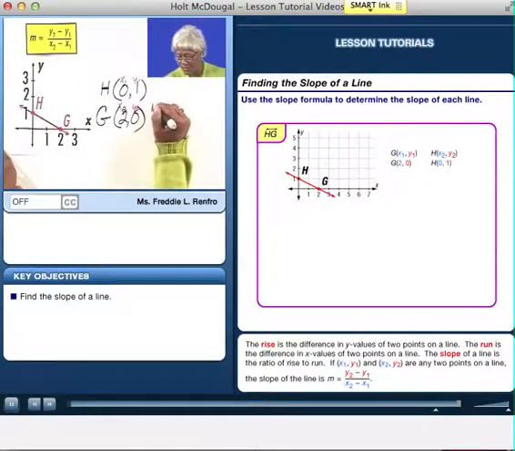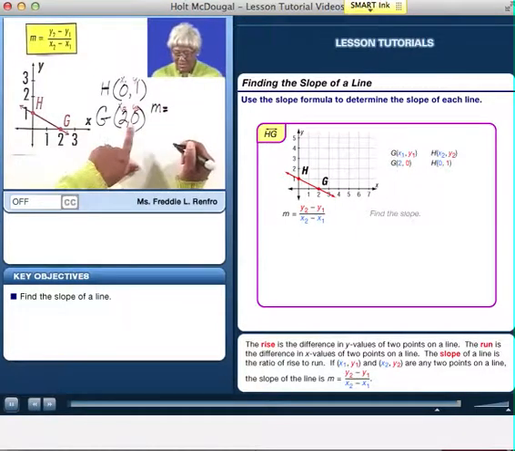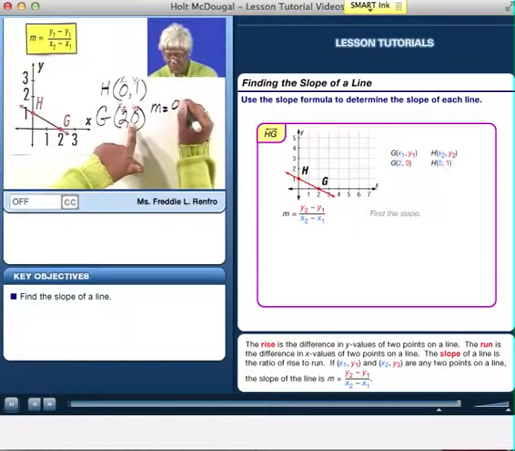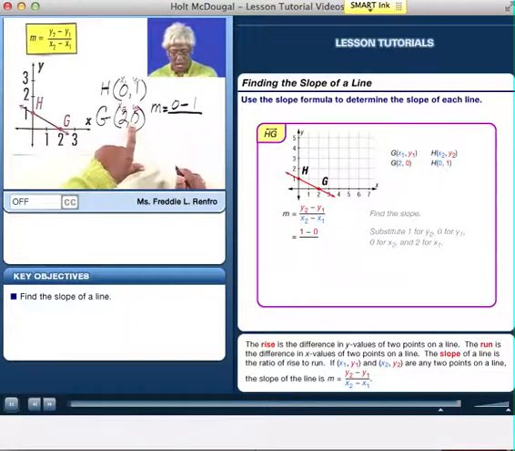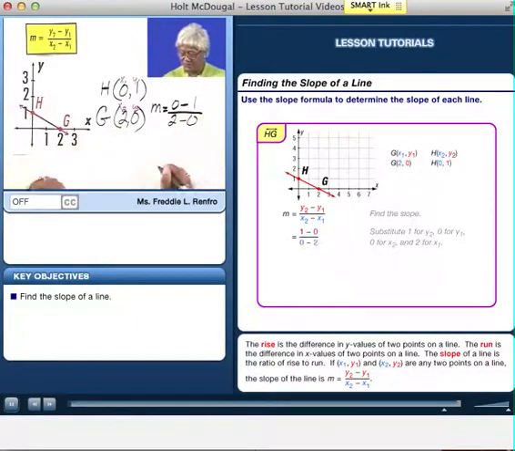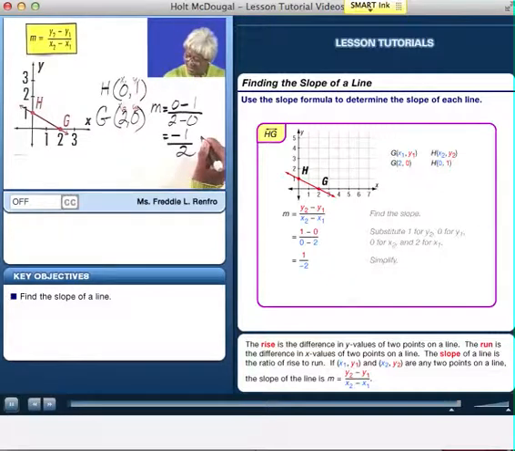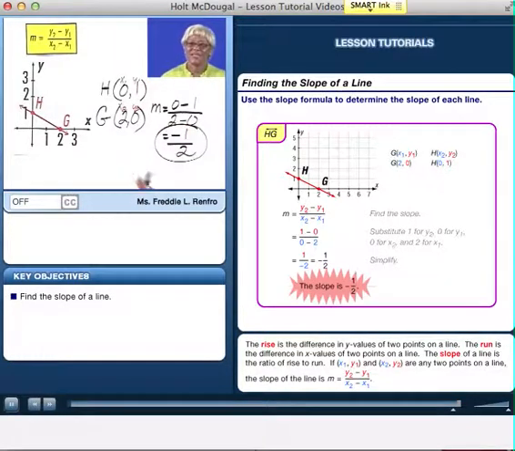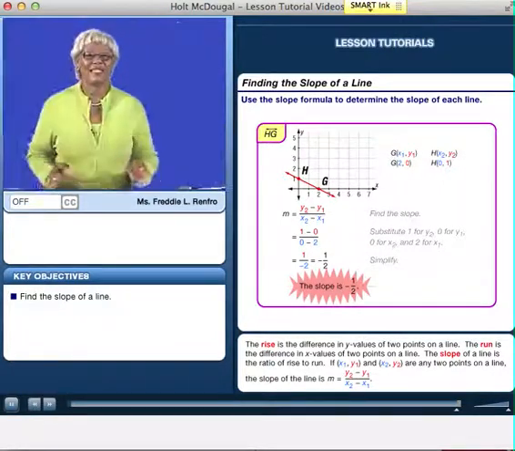Now let's get our slope. Our slope is equal to y2, which is 0, minus 1 over 2 minus 0. What is 0 minus 1? That's a negative 1 over 2. Notice we have a negative slope. It's negative 1/2. We also notice that the line is slanting to the left.